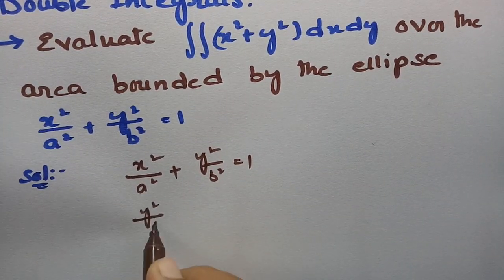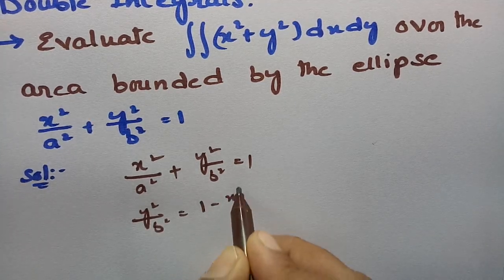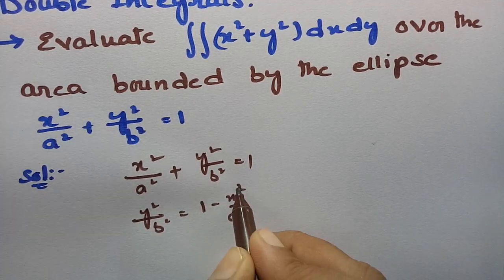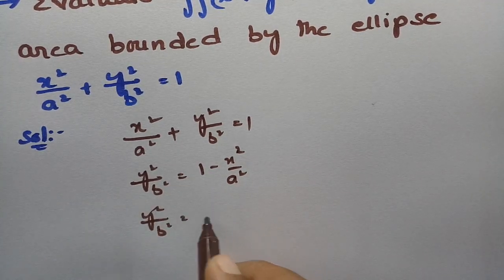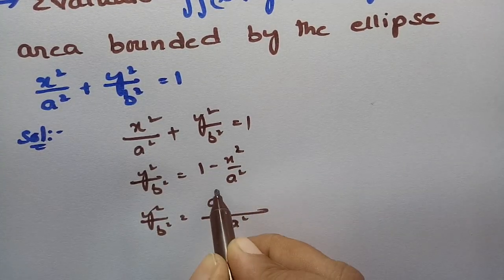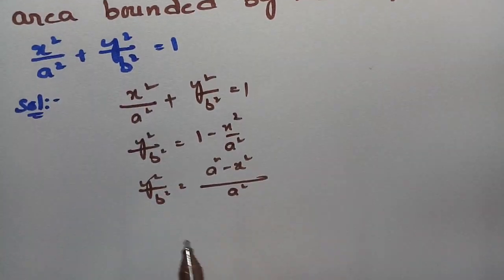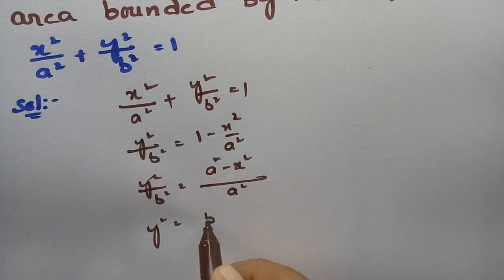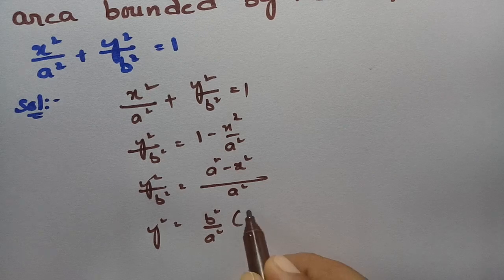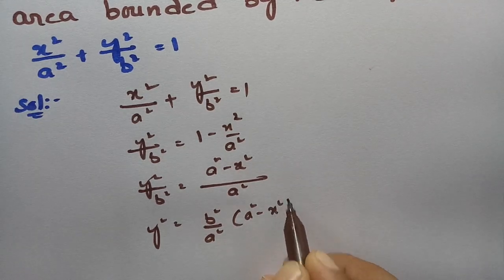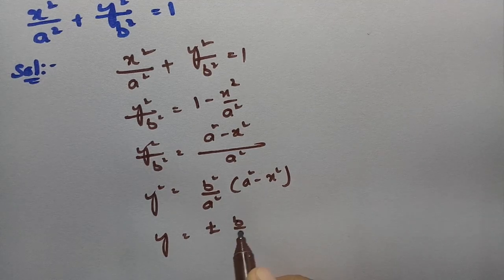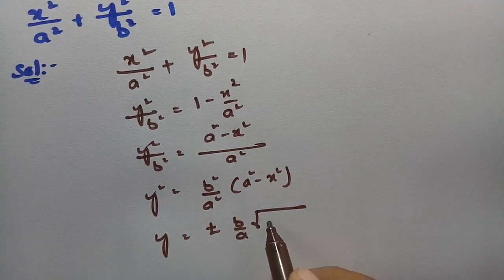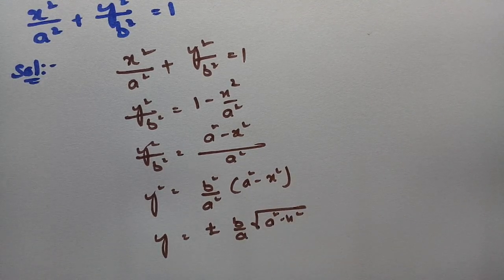So y square by b square is equal to 1 minus x square by a square. So y square by b square can be written as, if I take a square as LCM, this will be a square minus x square. So y square is equal to b square by a square into a square minus x square. So y will be plus or minus b by a times root of a square minus x square.